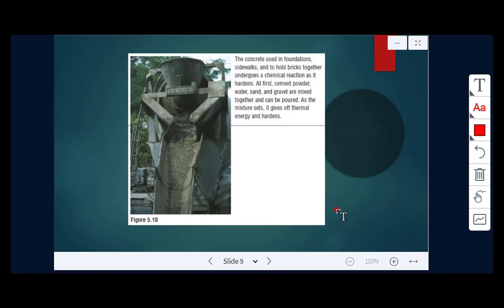Here, the concrete used in foundations and sidewalks and to hold bricks together undergoes a chemical reaction as it hardens. So at first, the cement powder and water and sand and gravel are mixed together and it can be poured. But as the mixture sets, it gives off thermal energy and then hardens.